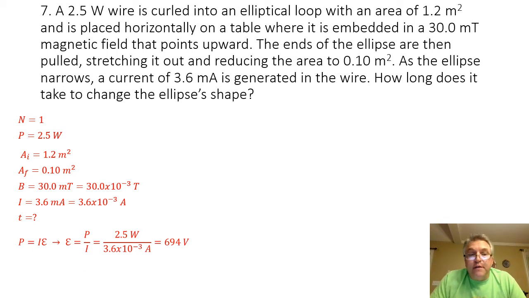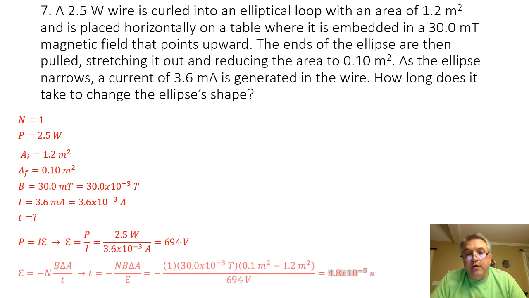Solving that for induced EMF, I know that epsilon equals P divided by I. I plug my known values into that equation, and I'm going to get an induced EMF of 694 volts. Now I can go to Faraday's law of electromagnetic induction. I know that Faraday's law is epsilon equals N times B times the change in the area divided by t. Solving that for t, I know t is going to equal N times B times delta A divided by epsilon.